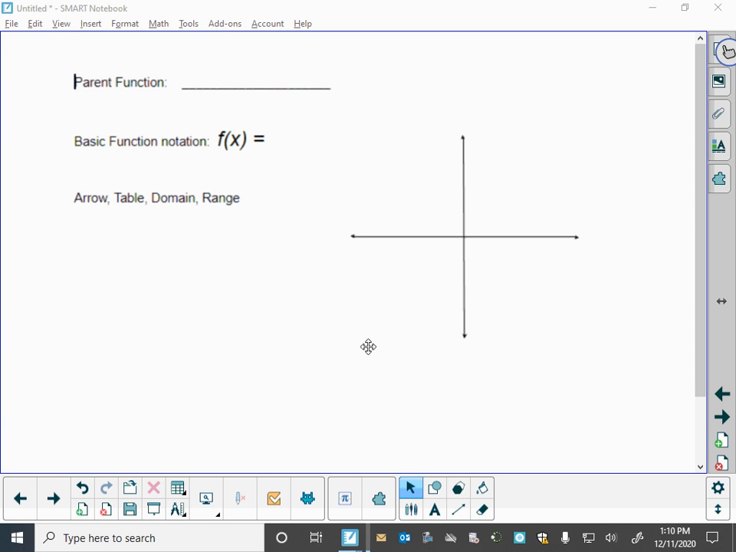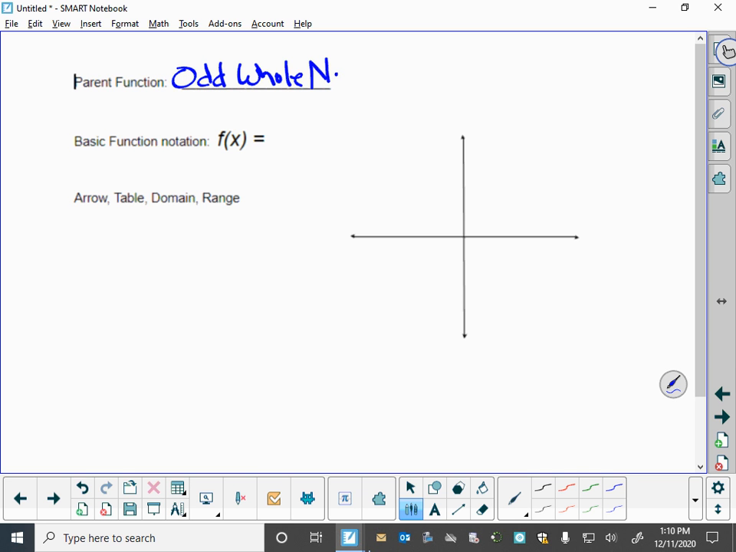So we're going to take a look at a couple of parent functions here, new ones for the polynomial chapter, since we've got to get to powers that are bigger than just 2. But rather than say we've got one for degree 3 and degree 4 and degree 5 and degree 6, it turns out that we can lump those into a couple of different things. And so our first one we are going to call odd. We'll start there. Odd whole number power functions.